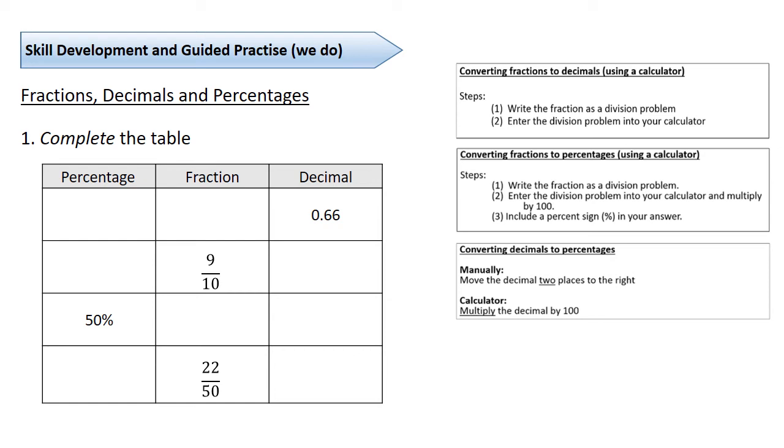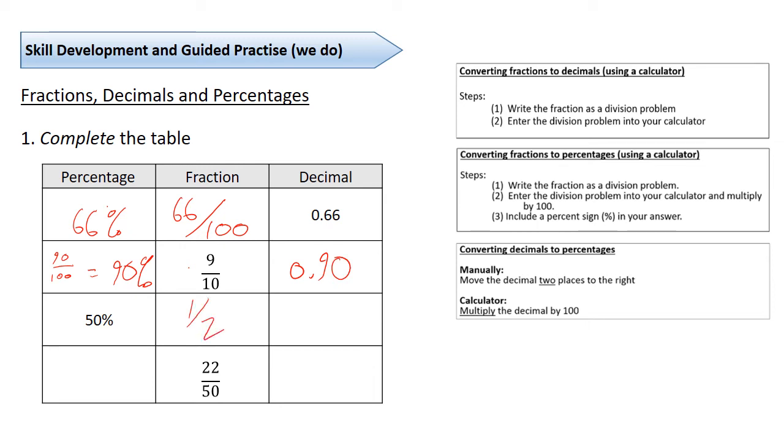Alright, let's do a few more of these. So 0.66 will be 66% if I jump that decimal place 2 to the right. And that's going to be 66 over 100. Next one, 9 over 10 is going to be 90 over 100, or 90%, which if we do the whole jumping with the decimals is going to be 0.9.